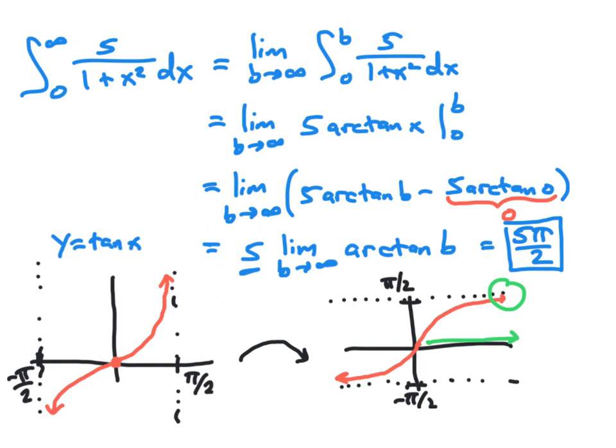If you'd like, try to pause the video and evaluate the second of our improper integrals, namely the integral from negative infinity to 0 of 5 over 1 plus x squared. You can resume the video in a few seconds to see a full worked out solution.